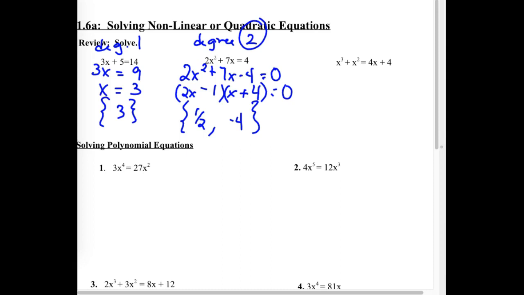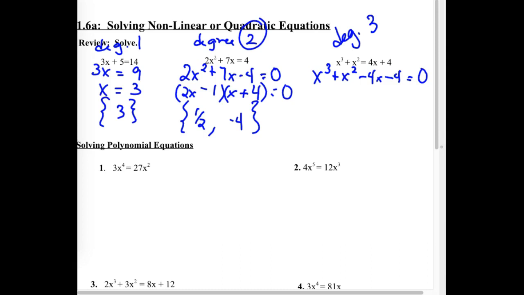Our third one is degree 3, so we should expect 3 answers. This one, we are going to bring everything to one side again. That means I'm going to subtract the 4x, and I'm going to subtract the 4 over to the left side. This is factorable. What's the technique we had when we have 4 pieces, 4 terms? Yeah, split it in half. Do you remember what that's called? Grouping, yes. Factor by grouping.